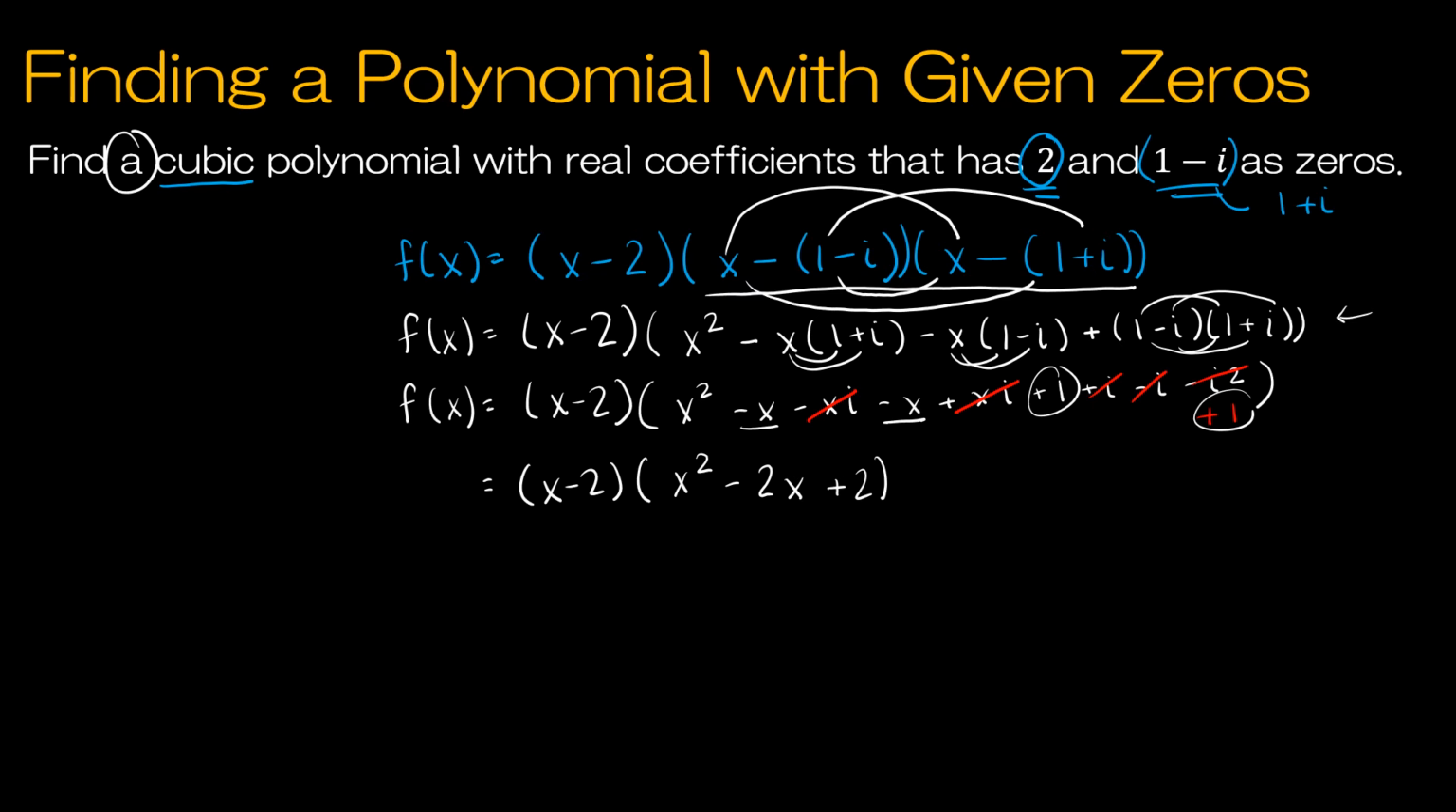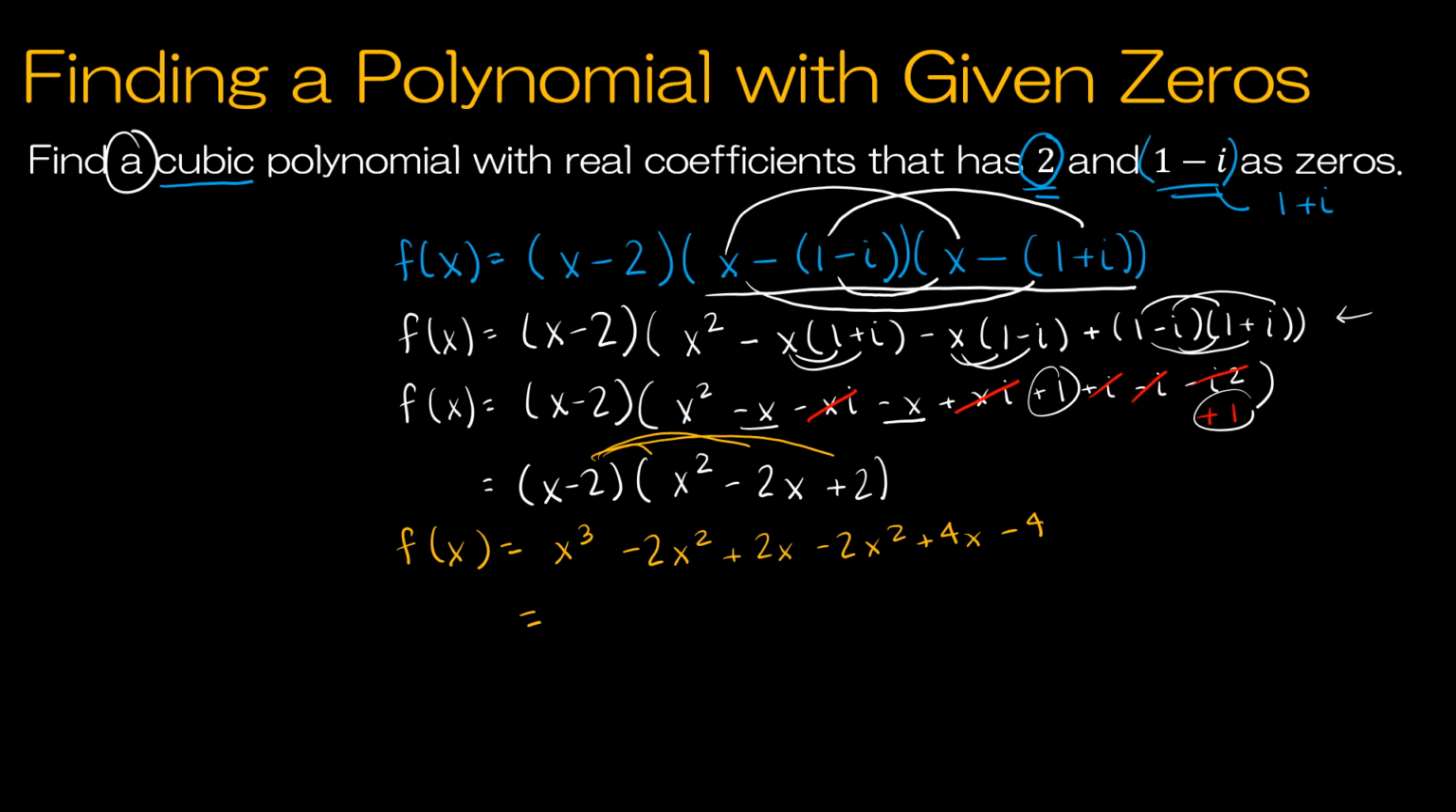Now from here, all I'm going to do is distribute. So we know how to do this. We're going to take x times x squared, that's x cubed. X times minus 2x, x times plus 2. Now I'm going to do the same thing with minus 2. So minus 2 times x squared, minus 2 times minus 2x, and minus 2 times plus 2.